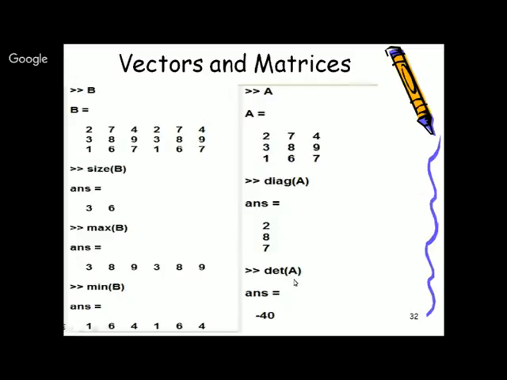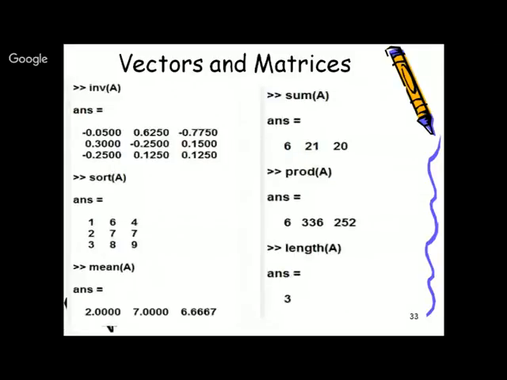Det will give you the determinant of the matrix. Okay. Inv will give you the inverse of a matrix. You can imagine the difficulty in calculating the inverse of a matrix. First find out the determinant, then divide it. So inverse will give you the inverse of the matrix. Sort will sort it in a particular order.